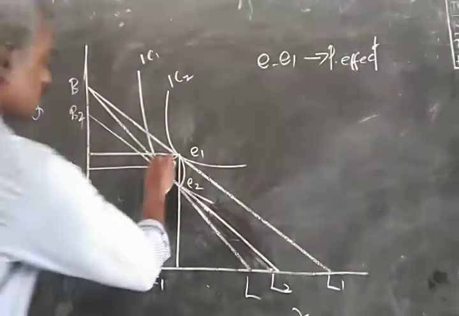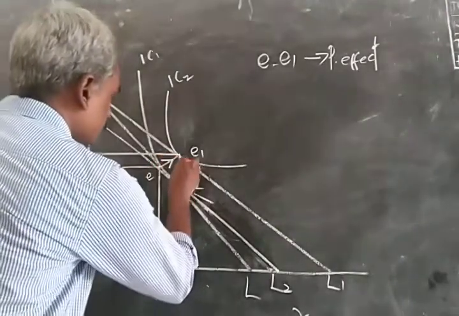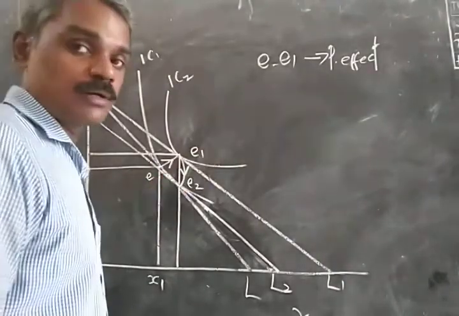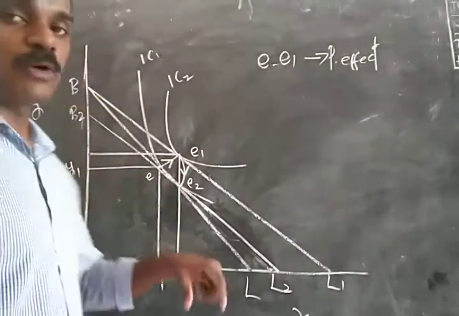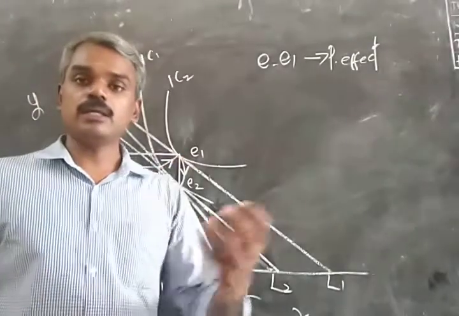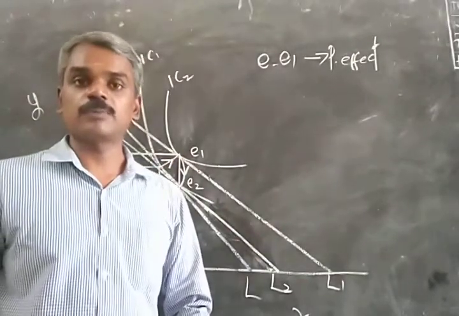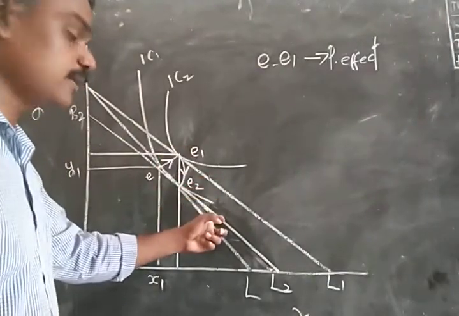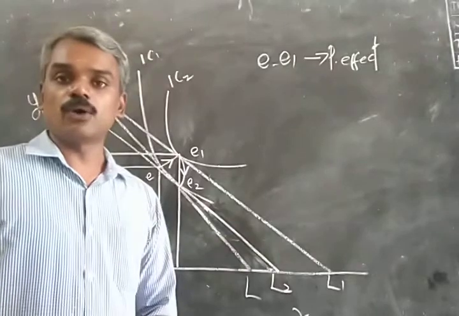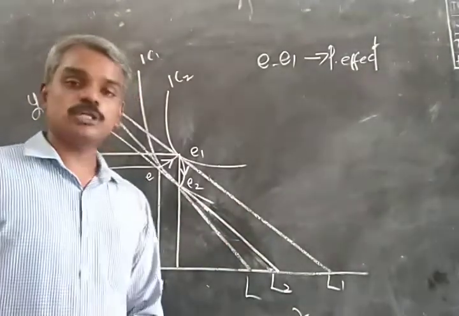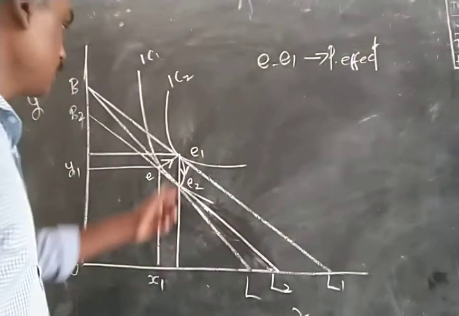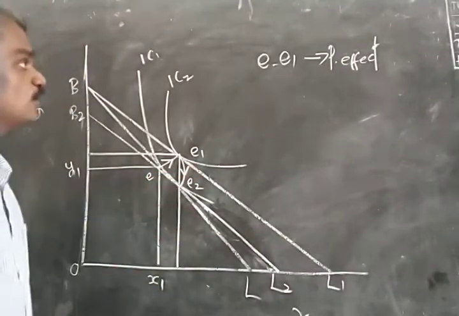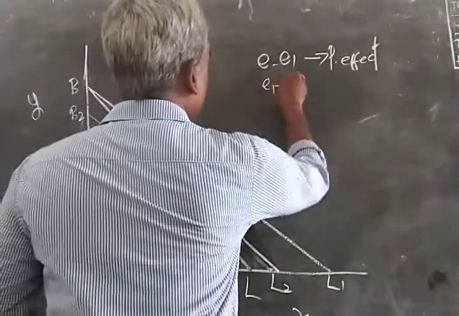Okay, so initially there is a movement from E to E1, then from E1 to E2. We can see that the consumer moves from E to E1 when the price of the commodity fell, and when the income effect was taken out from the price effect. When the income effect was taken out by redrawing the budget line parallelly downwards and tangential to the first indifference curve, the consumer moves to E2. That is the movement from E1 to E2. So this movement from E1 to E2 is called the income effect.